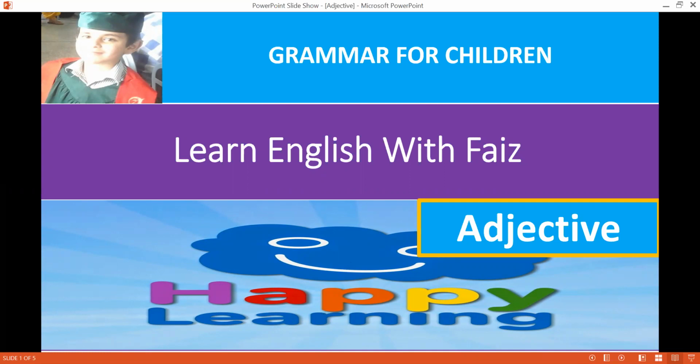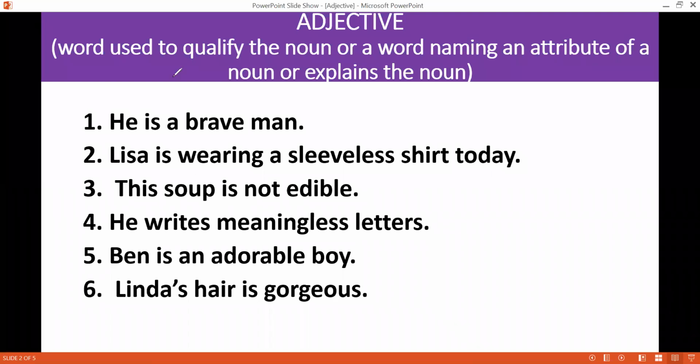Today we will learn what an adjective is, what it does in a sentence, and how we can know that a word is an adjective or another part of speech. The definition of an adjective is: it is a word used to qualify a noun, or a word naming an attribute. Attribute means the goodness or badness of a person or something, of a noun, or a word that explains the noun.